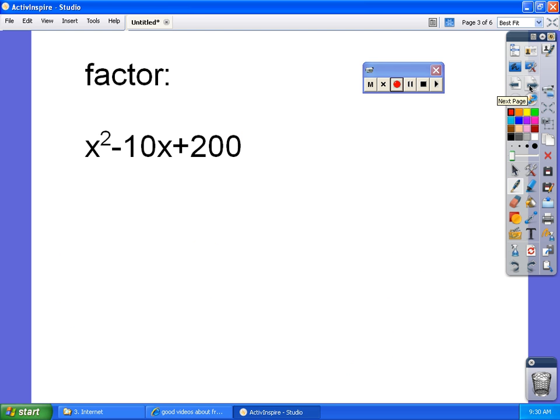So how do you factor a trinomial that looks just like the trinomials we're talking about? I'm going to give you 2 examples, and I'm going to bring over the example from the last one.